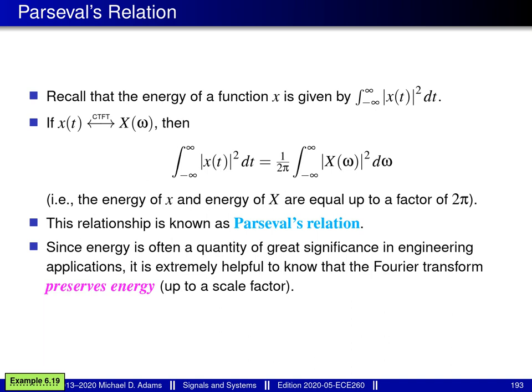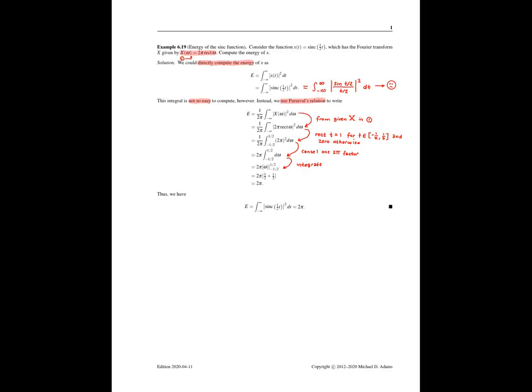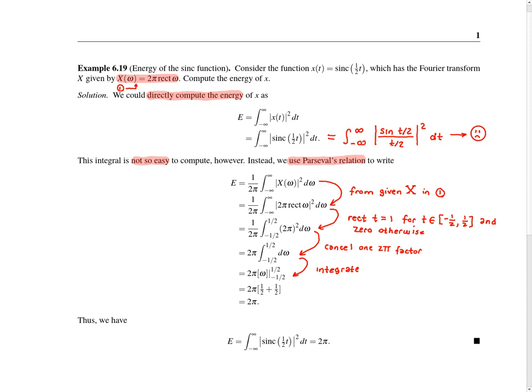At this point, I'd like to consider an example to illustrate how we can make use of Parseval's relation. And in particular, I'd like to consider example 6.19. In this example, we're given the function little x, which is defined by this particular equation here, and we're told that little x has the Fourier transform big X, which is given by this highlighted equation here. And based on this information, we're asked to compute the energy of little x.